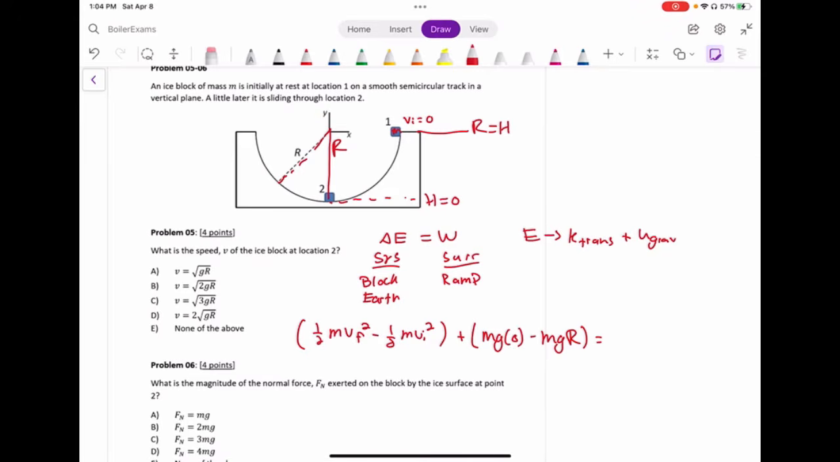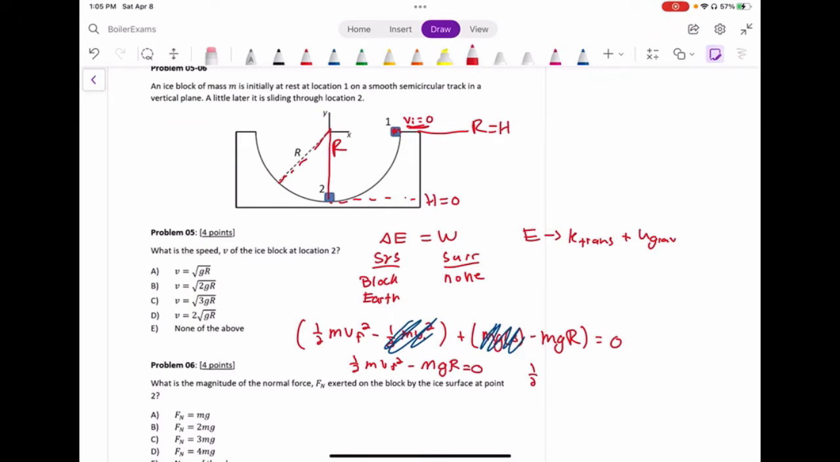And the only thing in our surroundings that could do work is the ramp. The ramp's not going to do any work on our system, so work is 0. I'm going to change that to none, actually. Okay, so work is 0. So we have our balance set up here. We know that vi is equal to 0, as I said earlier. That term is 0. mg times 0, that's 0. So we get half m vf squared minus mgr equals 0.